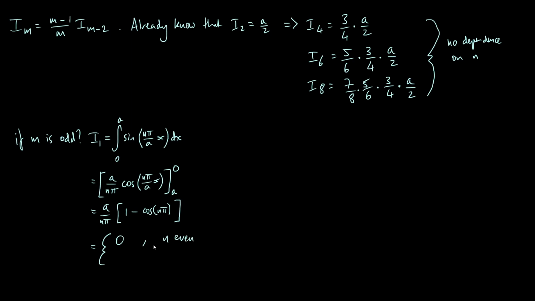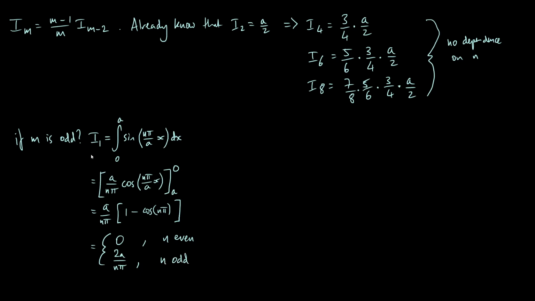So how about if n is odd? Then it's going to be, cos of n pi is going to be minus 1, right? Because we're going to have cos of pi and then cos of 3 pi, cos of 5 pi, and so on. Those are all minus 1. In that case, we get 1 minus minus 1, which is 2. And so this is 2a over n pi when n is odd.